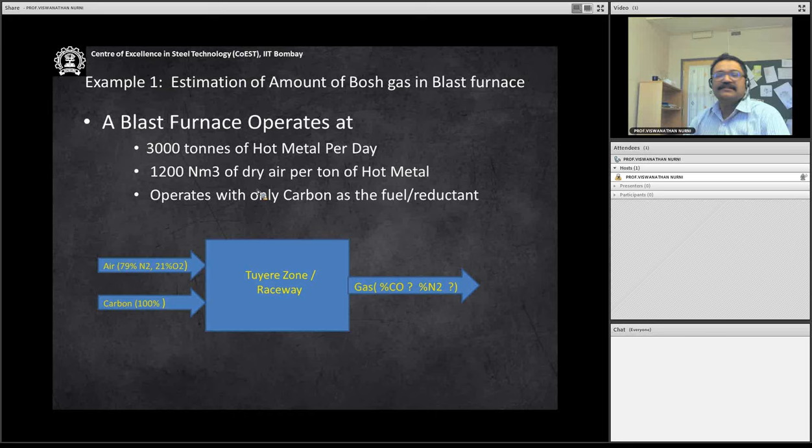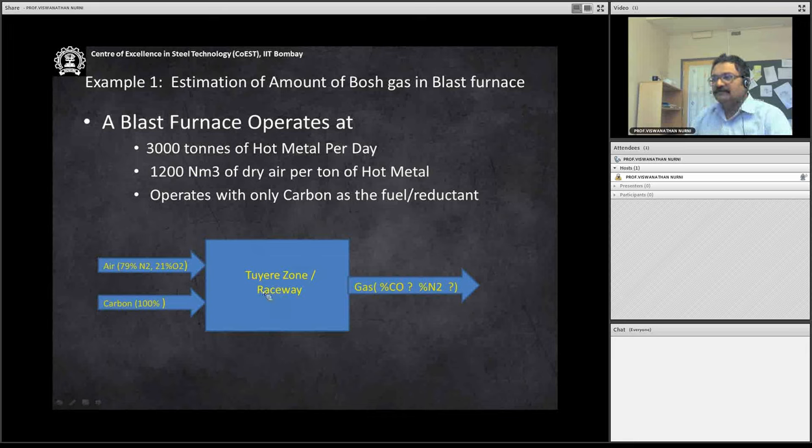case where it operates with pure carbon, which can be either a fuel or a reductant, rather it acts as both. So this is a simple case. That's what is illustrated here. So in front of the tuyere we have something called the raceway. So it reacts there in that zone.